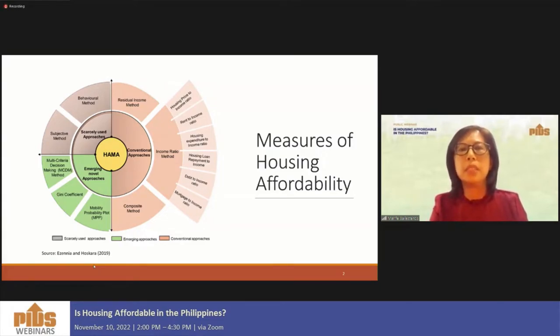Although this can be a limitation, we also know that an important factor that determines access to housing is actually affordability. So there's a very high correlation between income and access to housing. And our research will be focusing mainly on affordability measures using the conventional approaches.